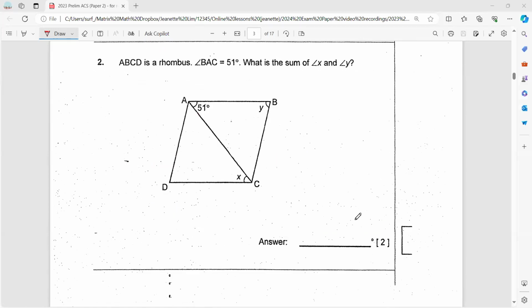Question 2. ABCD is a rhombus, angle BAC is 51 degrees. What is the sum of angle X and Y? So for rhombus, please take note that you have equal sides, and that means that we have isosceles triangles. Let's see if that's useful to what we are finding. Okay, so remember there's also parallel lines for rhombus. So parallel lines are very useful because you can apply a few different angle properties.